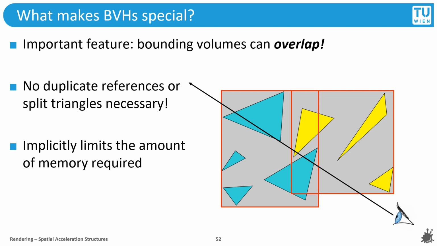A particular feature of bounding volume hierarchies, or BVHs for short, is that in contrast to the acceleration structures that we looked at earlier, the cells that we end up with are actually allowed to spatially overlap. And that means that there is no implied necessity to split up triangles or have multiple references to triangles from individual cells. And that implicitly limits the amount of memory that is required to construct a bounding volume hierarchy in contrast to these other acceleration structures.